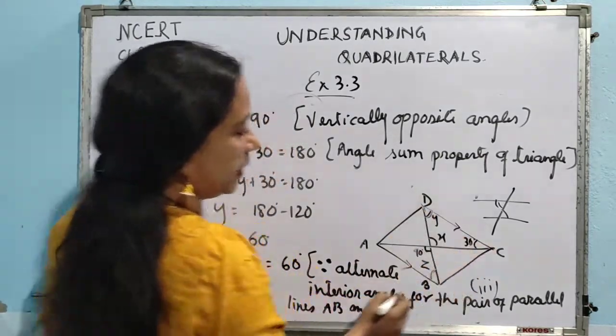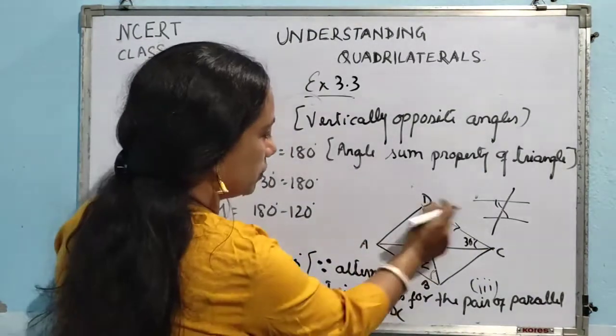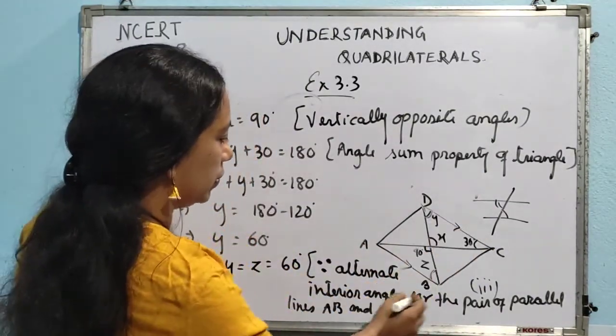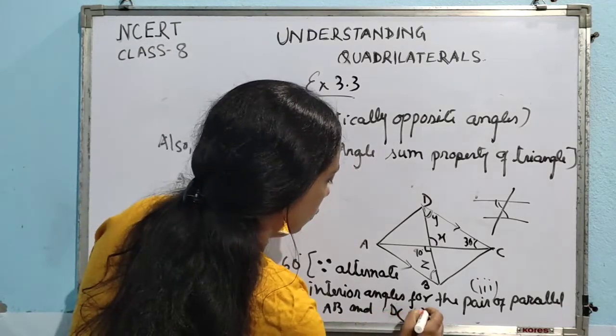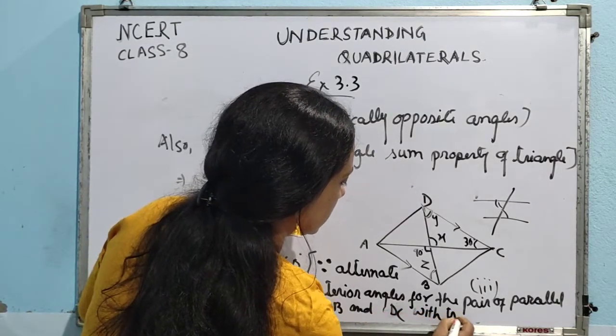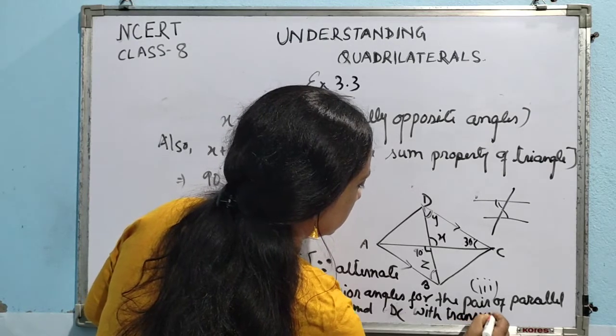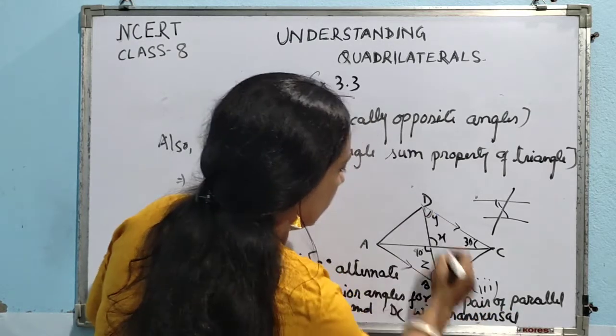Why we say that these are parallel? Because it's parallelogram, isn't it? Opposite sides will be parallel. For the pair of parallel lines AB and DC with transversal DB.